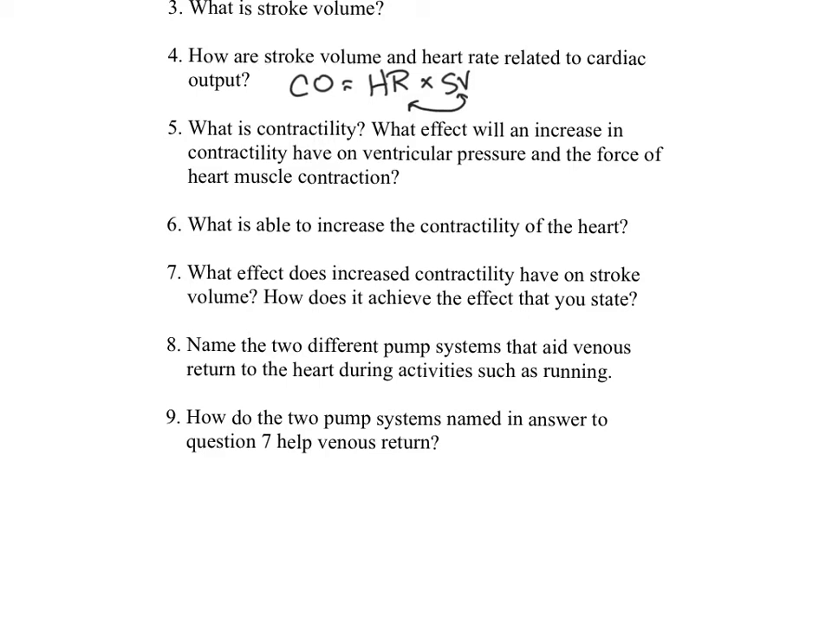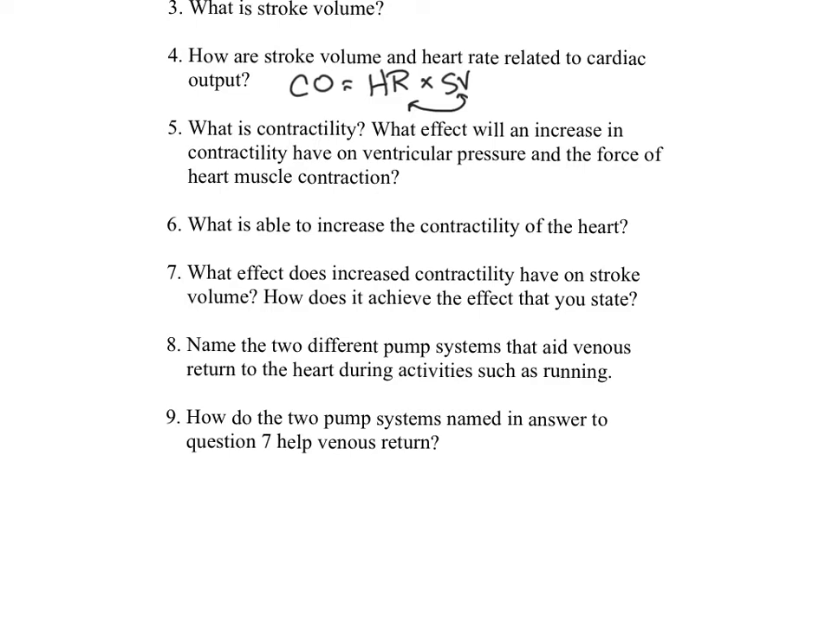What effect does increased contractility have on stroke volume? Well, the harder the heart beats, the harder the ventricle contracts, the greater the stroke volume will be. So how does it achieve the effect that you state? I think that question is just asking that if that left ventricle can squeeze harder, contract harder, then it's going to push out more blood.